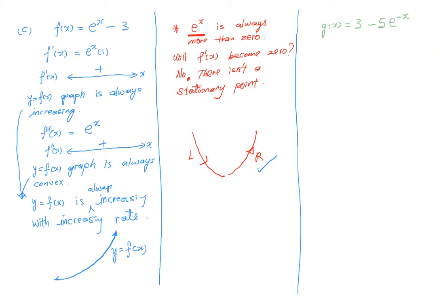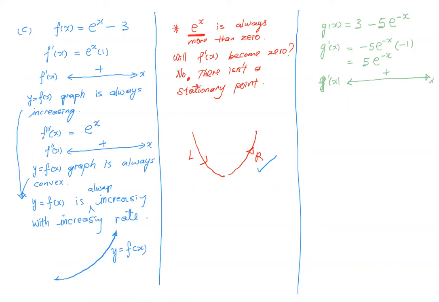Okay. So look at my solution. I get g prime x. So negative 5, copy down the whole thing, times the derivative of the power. Negative times negative, I get positive. So same thing, e to the power x, e to the power negative x, it doesn't matter. I don't have to go any further. There's no turning point and it's obviously positive.